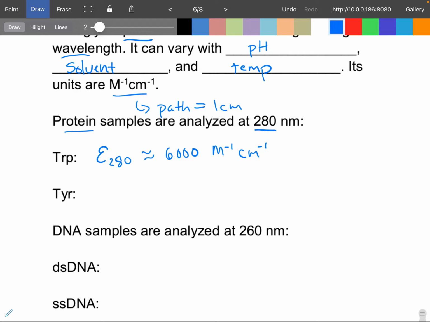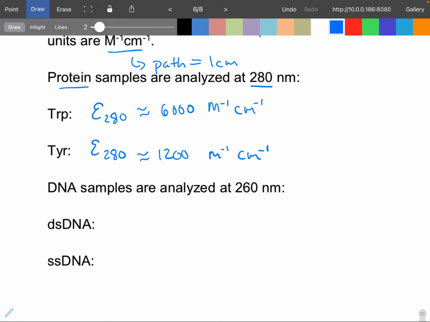Now, another amino acid, tyrosine, its extinction coefficient at 280 is about 1,200 per molar per centimeter. So, not as intense. And so it means that tryptophans really are the major source of absorbance in protein, and tyrosines are less so.